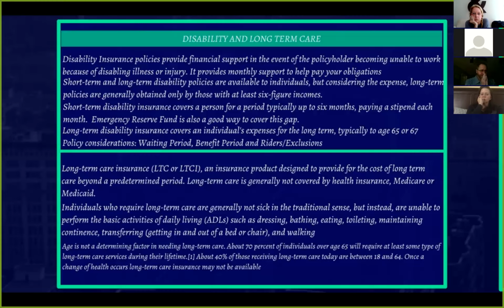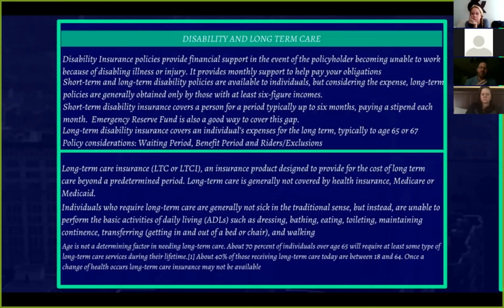Now what's important to know is when I say eating, for example, that doesn't mean your ability to prepare food. That means your ability to get it from a fork on a plate into your mouth. That's eating, not preparing the food. But if you look at these, if you're unable to dress yourself, it's probably safe to say that you're not able to transfer from a bed to a chair. Or toilet, meaning get on and off of a toilet by yourself.